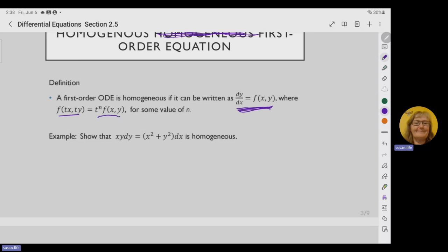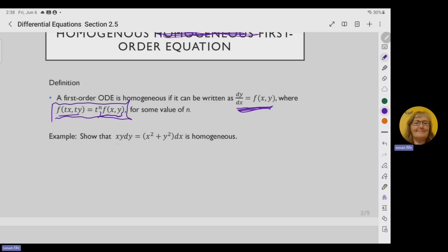So a homogeneous function, this is the definition, is one in which if you replace each variable with t times that variable, then you'll be able to factor out t to some power. And you get t to some power times that original function, for any value of n. It could even be 0. n could be negative. But for some value of n, you could factor that out.